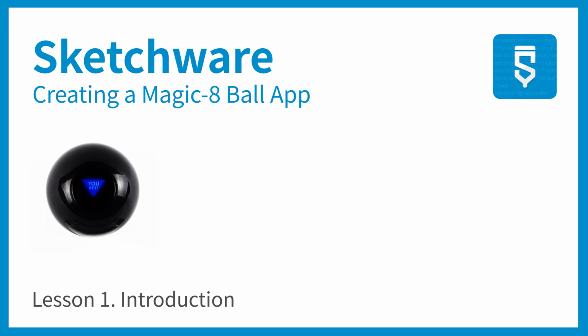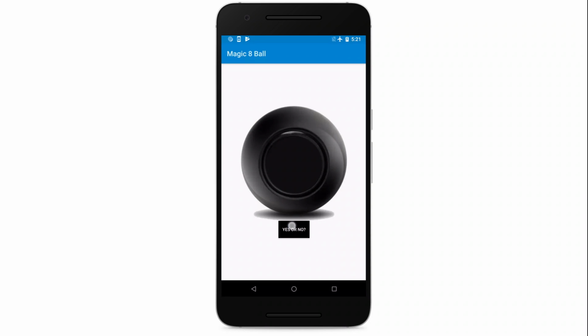Magic 8-Ball is a toy that tells your fortune. You can ask questions to the ball, and the ball will give you a random answer. Maybe someday, can't say for sure, etc. The finished app on Sketchware is going to look something like this. We're going to create a Magic 8-Ball that answers either yes or no.